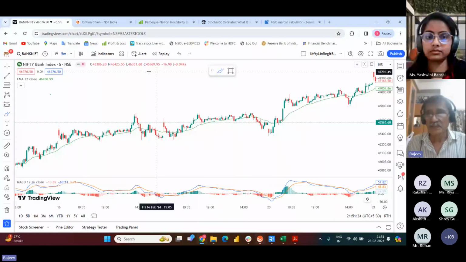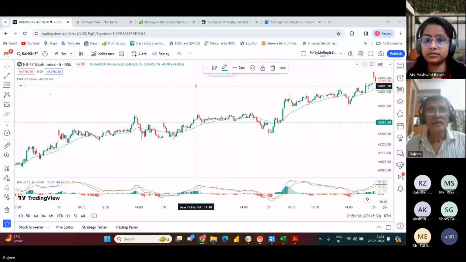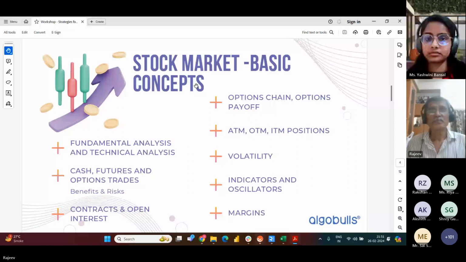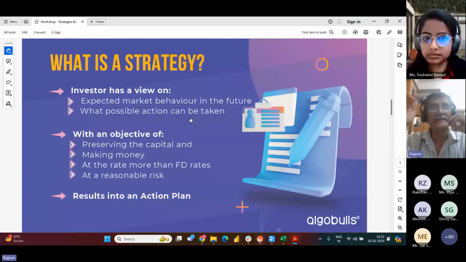So that covers basically the basic concepts of the stock markets that I wanted to touch upon before I move on to the next slides. So we had left our earlier slide understanding what the market participants' requirements are, what they need, and then how a strategy fits into it.